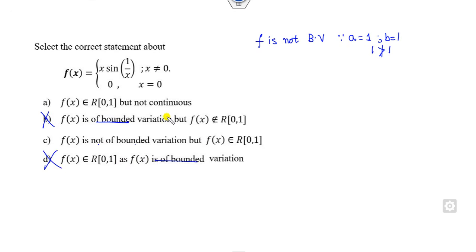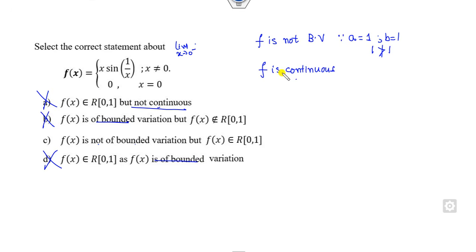Now you check whether it's continuous or Riemann integrable. It clearly says f is a continuous function. Fine, because what is the limit as x approaches 0 from the negative side? It's 0, because it's a bounded function. So it is a continuous function, and the option saying it is not continuous is cancelled out.